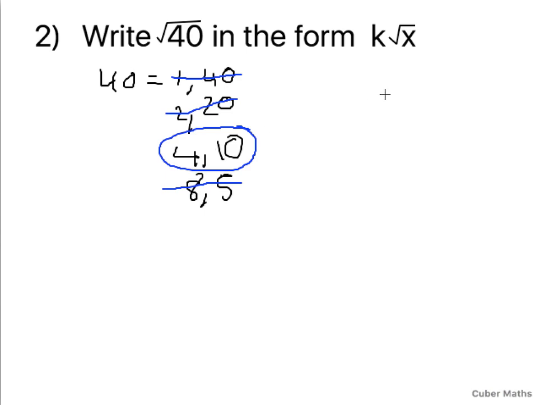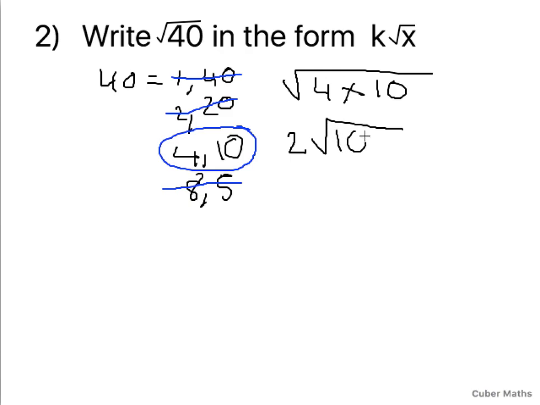But we need to think which way we're going to do that. So this is going to mean 40, unsimplified, is going to be 4 times 10, and the square root of that all. Now if we try and square root 4, that's going to give us 2, so we can take that outside of the square root. But if we try and square root 10, that's going to give us a decimal because it hasn't got a whole integer as its square number. So it's going to be 2 root 10. And that is root 40 in the form of k root x.